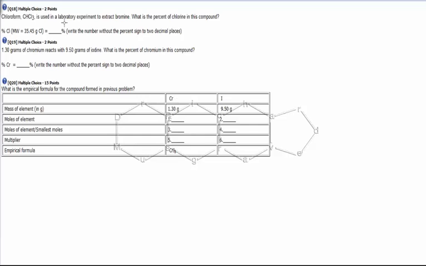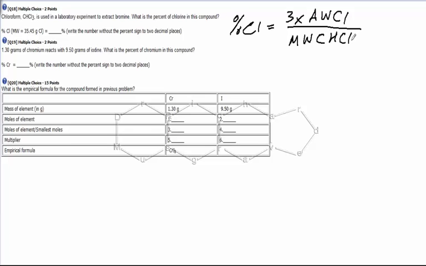Alright, so in this one it's asking for the percent chlorine in that particular compound, and I'll just show you how you'd go about doing that. What you would do is percent chlorine will be 3 times the atomic weight of chlorine, which obviously we'll get off the periodic chart, divided by the molecular weight for CHCl3, which of course would be 1 carbon, 1 hydrogen and 3 chlorines, multiplied by 100%, and that'll give us that percentage of chlorine.